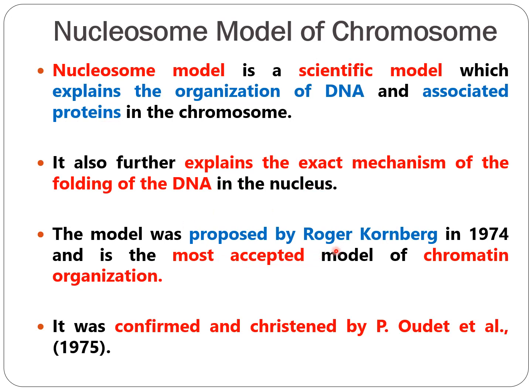And this model was proposed by Roger Kornberg in 1974, and it is one of the most accepted models of chromatin organization. This model was confirmed and christened by P. Audit and others.